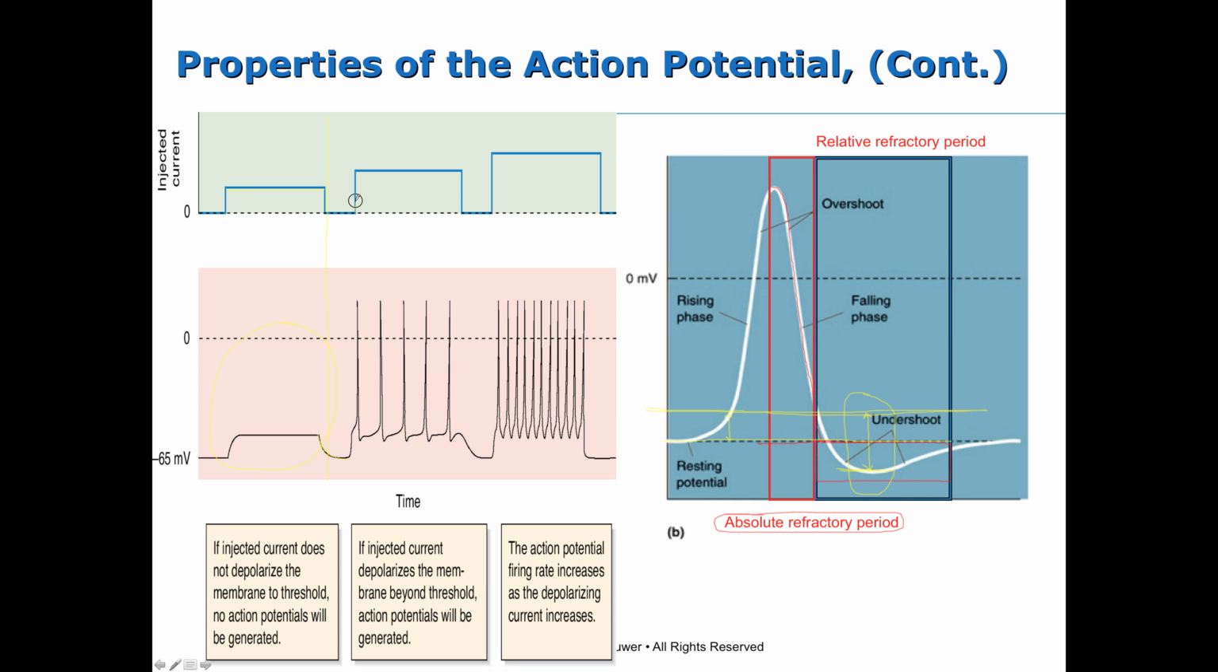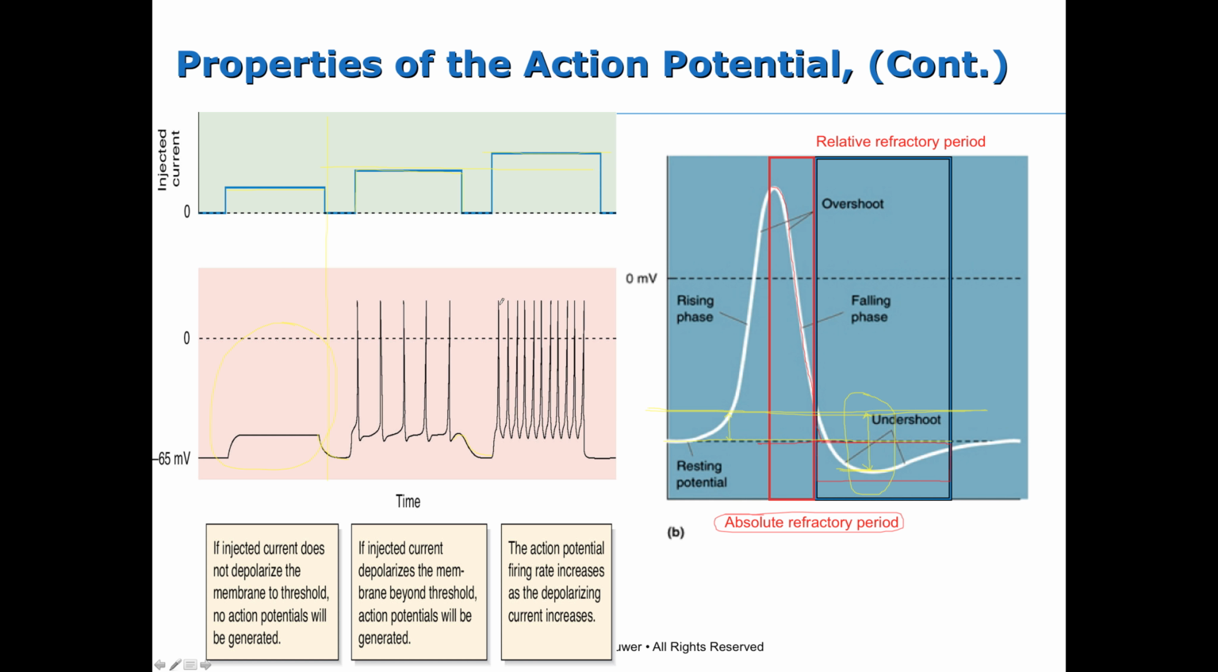Now, if we inject a little bit more current and sustain that injection, if it depolarizes the membrane beyond its threshold, action potentials will be generated. So, generation of action potentials. Now, if we take away that current, it goes back down to resting state. Now, the action potential firing rate increases as the current increases. So notice how we went from this level of injected current, now we're injecting even more.